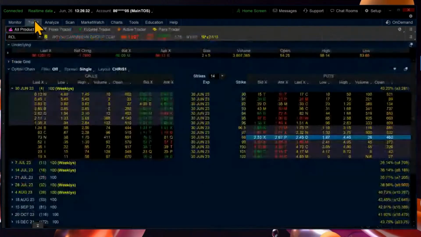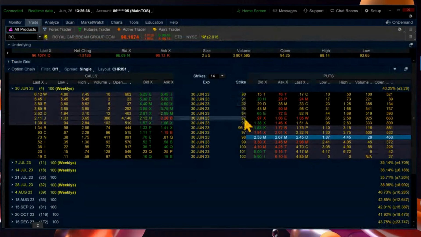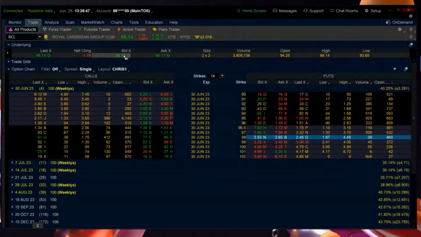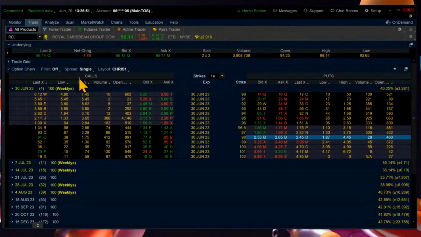But in RCL, why did we trade stock? Because if you had bought the 98 puts, they had like a 30-cent wide market at the time. When the stock had a 5-cent market, I'd rather just play the stock. So that's how I try to play the intrinsic.